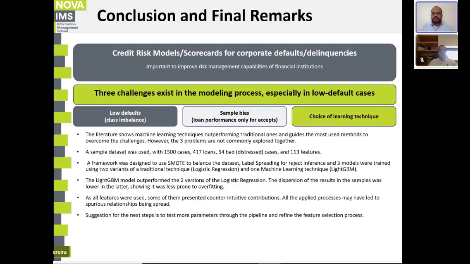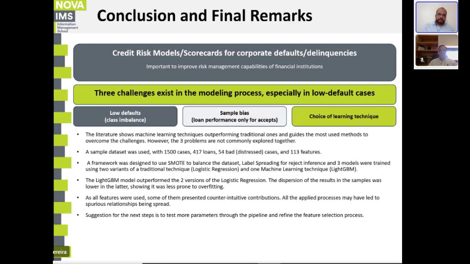So to summarize this whole research, credit risk models are very important for companies, especially for lenders in the world. It's important to improve the risk management capabilities of financial institutions. So the better my models, the better my risk management capabilities, especially when I'm regulated. However, in low default cases and in lending to SMEs, we have some challenges.